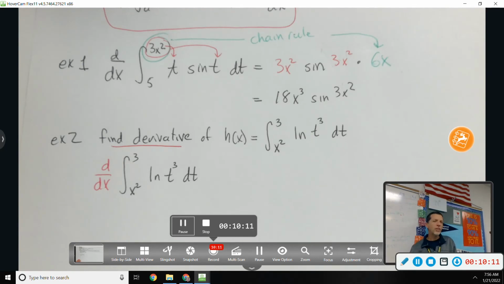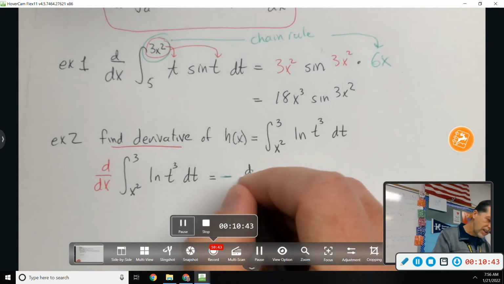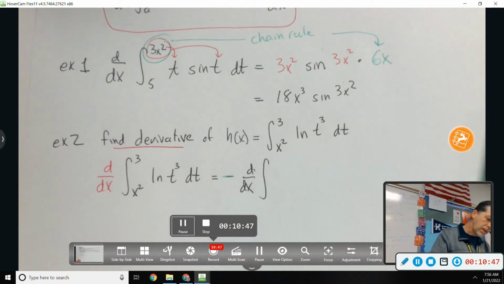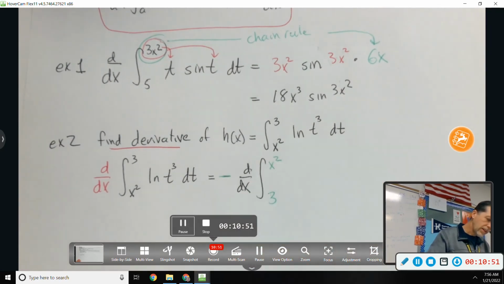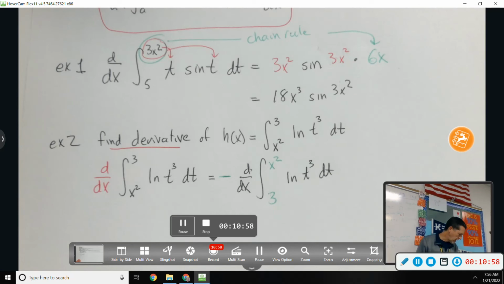Okay, but what's different about this one than the previous one? What's that? The top number is not a variable, so it doesn't exactly fit the pattern we want. Is there something we could do to make the top one the variable? Switch them. What price do we have to pay to switch them? A negative sign. So small price to pay. You're right, the x squared seems out of place. So let's switch them. Put a negative sign out front. And take the derivative from 3 to x squared of natural log of t cubed dt. Now it's set up like we want it to be set up. We should be good.